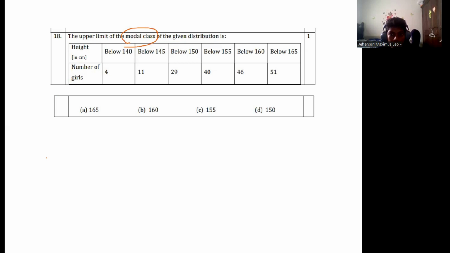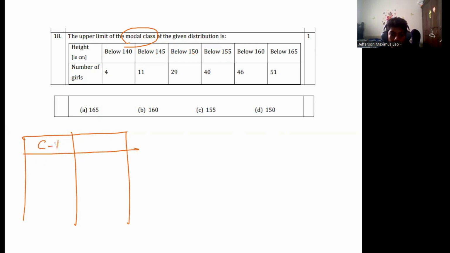So first convert the table into our correct pattern, that is the A to B grouped pattern. Below 140, then 145, everything differs by 5 units only. So first we have to write the correct table. These are the class intervals, and this is the frequency. Below 140 means we go to 135 to 140.